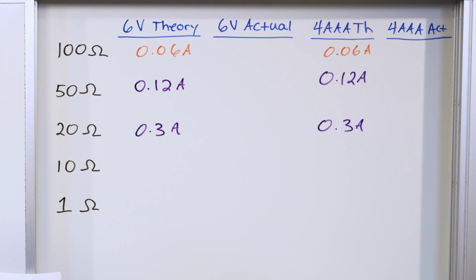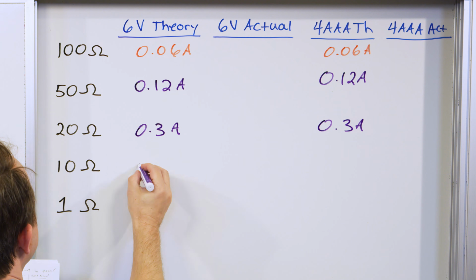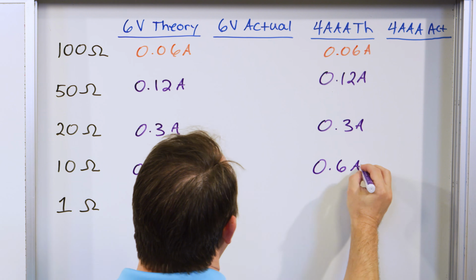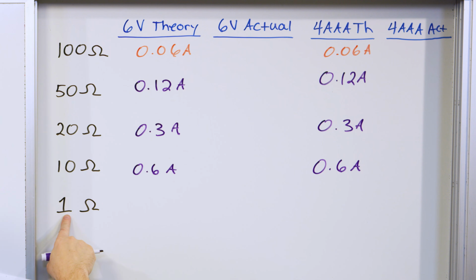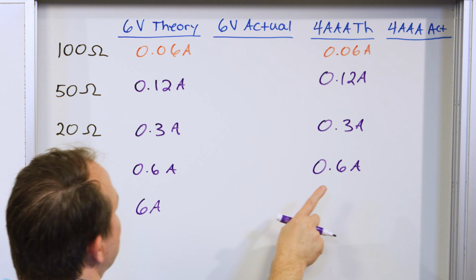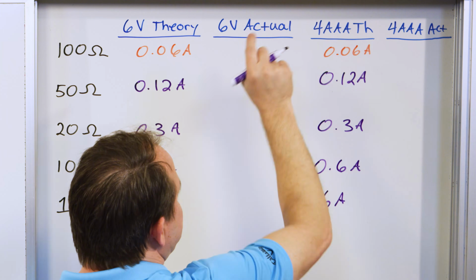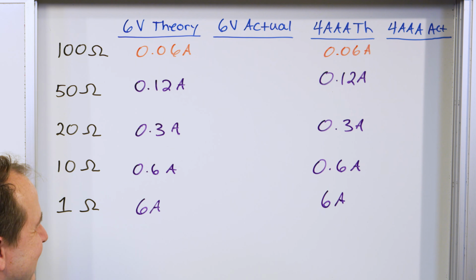What happens when I get to 10 ohms? 6 divided by 10, 0.6 amps. And over here, 0.6 amps. What happens over here? 6 divided by 1 is 6 amps. And over here, what happens? It's going to be also 6 amps. I can tell you right now, these little AAA batteries are never going to be able to give you 6 amps.